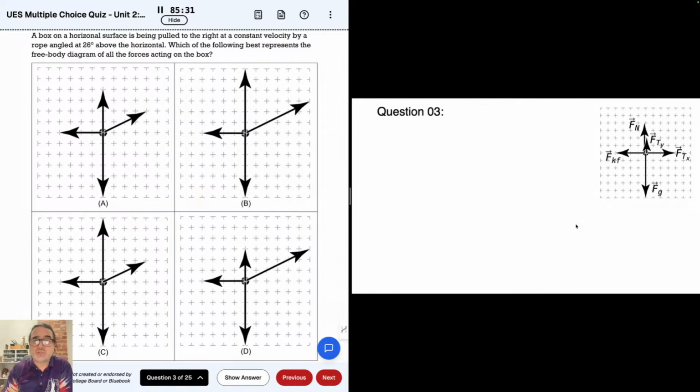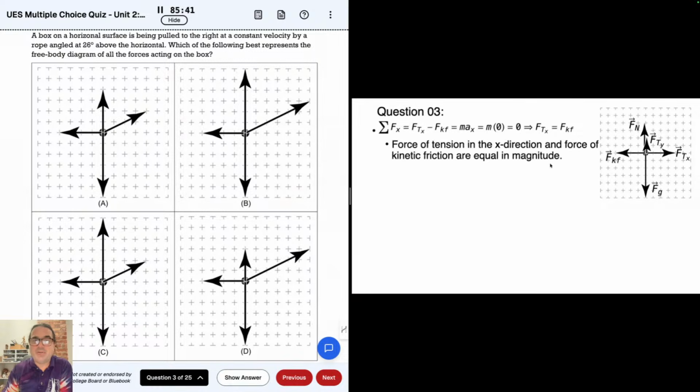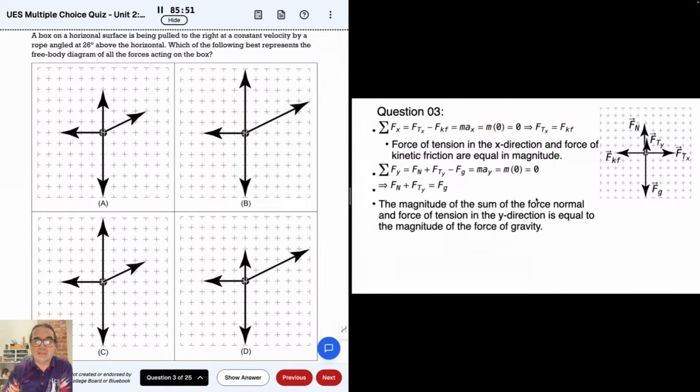So we can redraw the free body diagram with the components, and you can see the net force in the x direction, this component balances out that component. And then in the y direction, if we add the force normal and the force of tension in the y direction, that has the same magnitude as the force of gravity. Therefore, the net force is equal to 0. So again, choice A is the only choice with a net force equal to 0. Choice A is correct.